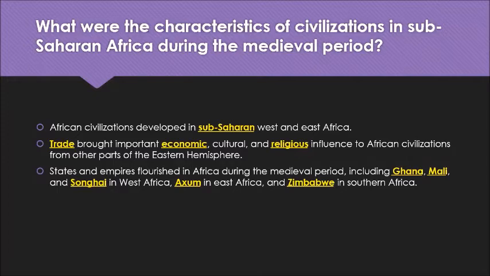The ones we're going to be looking at are Ghana, Mali, and Songhai in West Africa. And in the east and south, we're going to be looking at Aksum and Zimbabwe. Hopefully one or two of those sound a little familiar to you guys, because 2 or 3 of them are modern-day country names now.